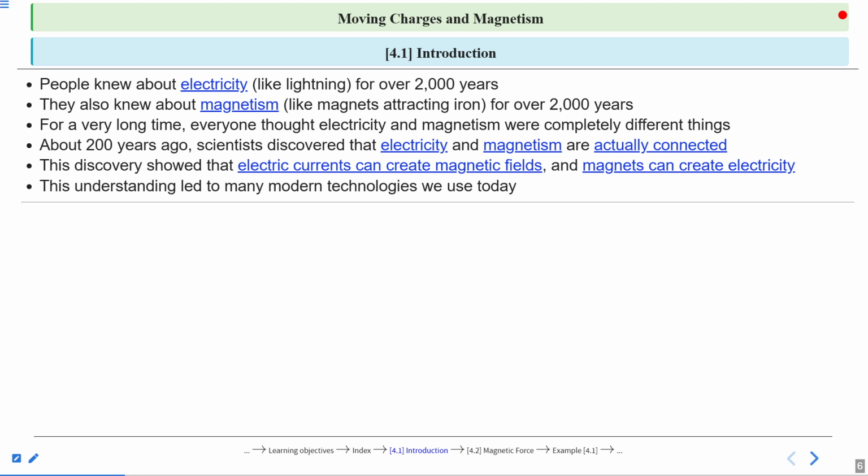So this understanding led to many modern technologies we use today. Because these two things are connected, through electric currents we can generate a magnetic field and through magnets we can create electricity. Due to this understanding of these two phenomena, many modern technologies we use today use this interconnection, or relation, of electricity and magnetism.